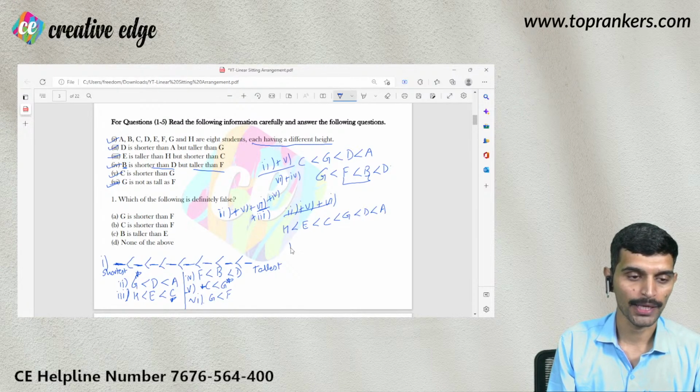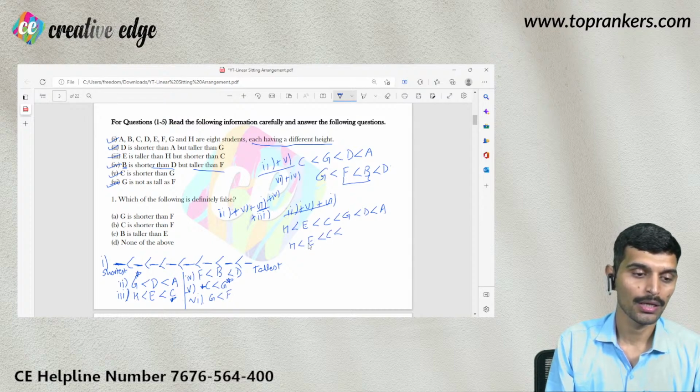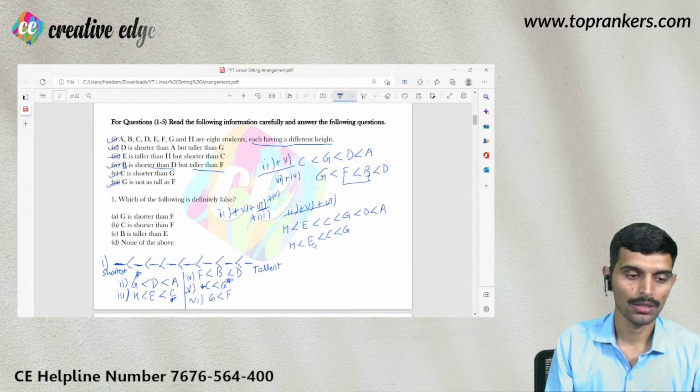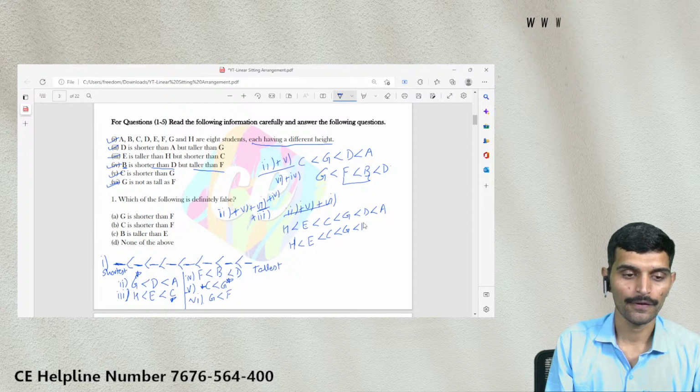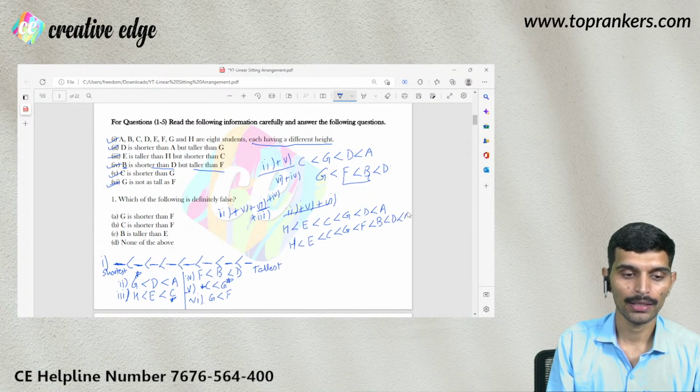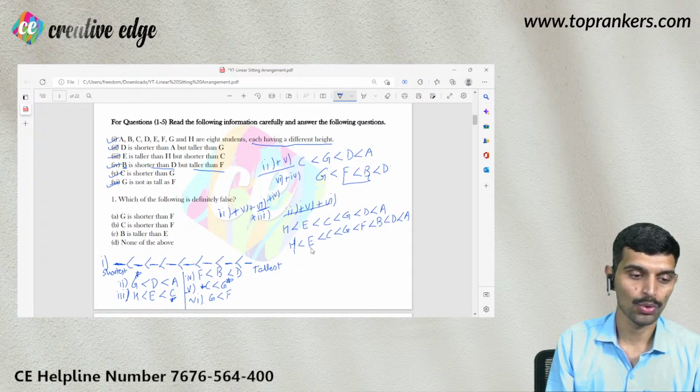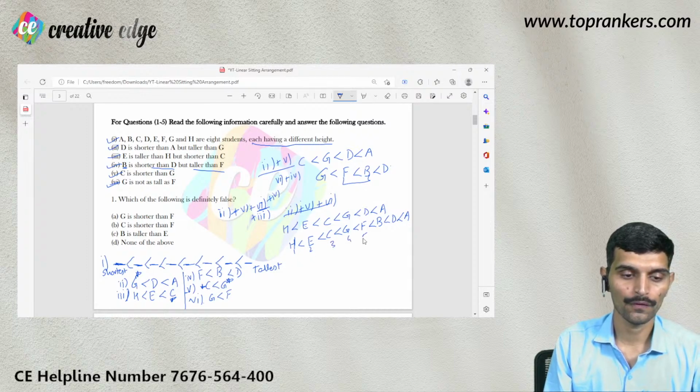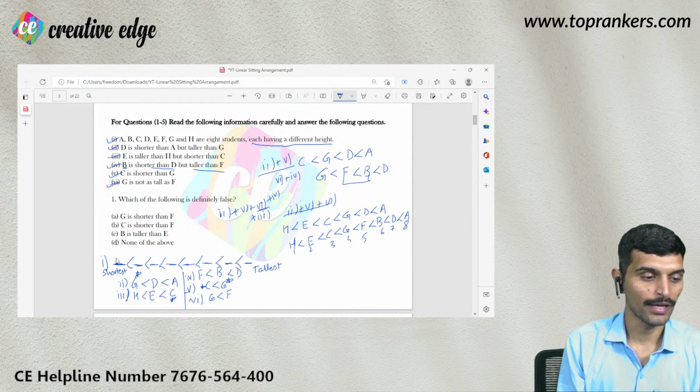So if we combine, the final structure would be, sorry, that should be H, E, C, G, F, B, D, and A. So here it is 1, 2, 3, 4, 5, 6, 7, and 8. So that will be our final structure. That is, H is the shortest.